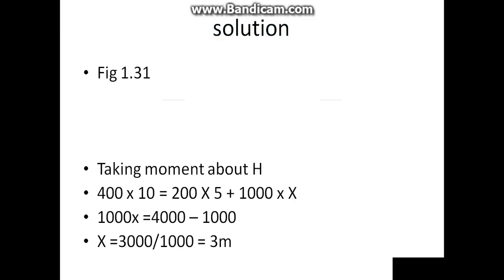Solution. Figure 131 shows a uniform beam HK of 10 meters weighing 200 Newton at a point O. If the reactions are respectively 800 at H and 400 at K, and the man has a weight of 1000 Newton at P, we are asked to get the distance from H to P, which is x.